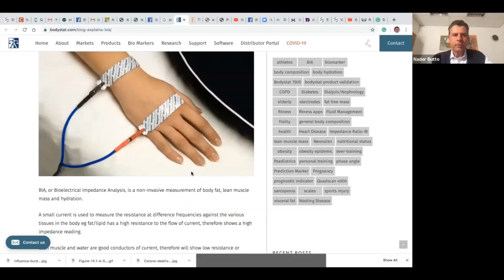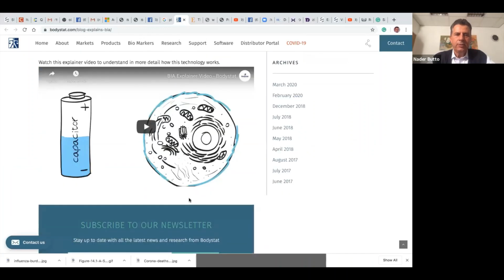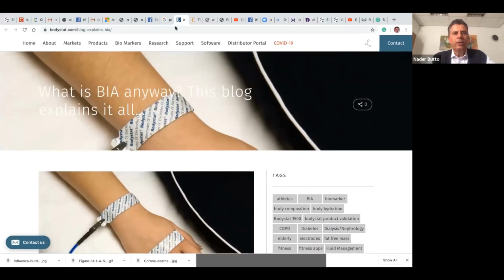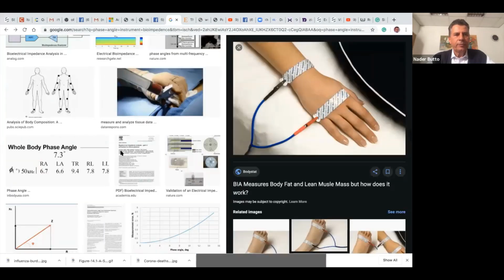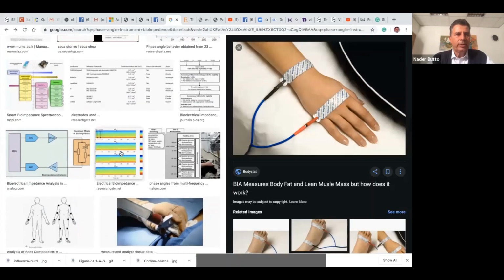And these are the electrodes. I will show you what they look like. I will share the screen. Here we have, you can see on the screen the electrodes that we put on the hands and on the legs. And we measure, you can see here what we are measuring.